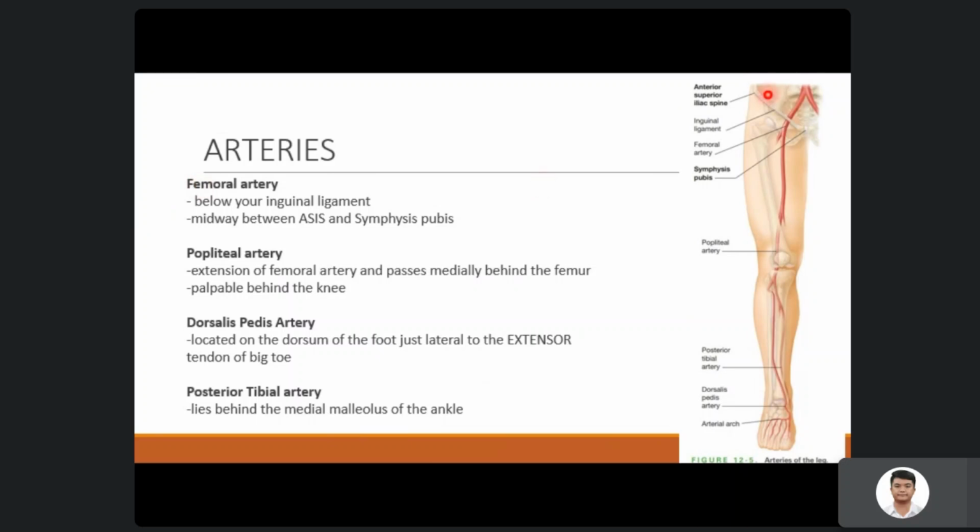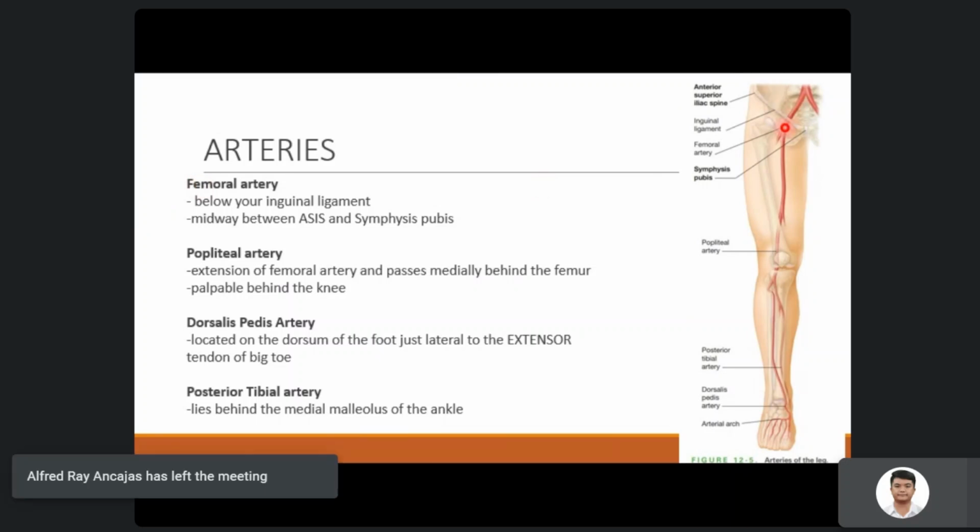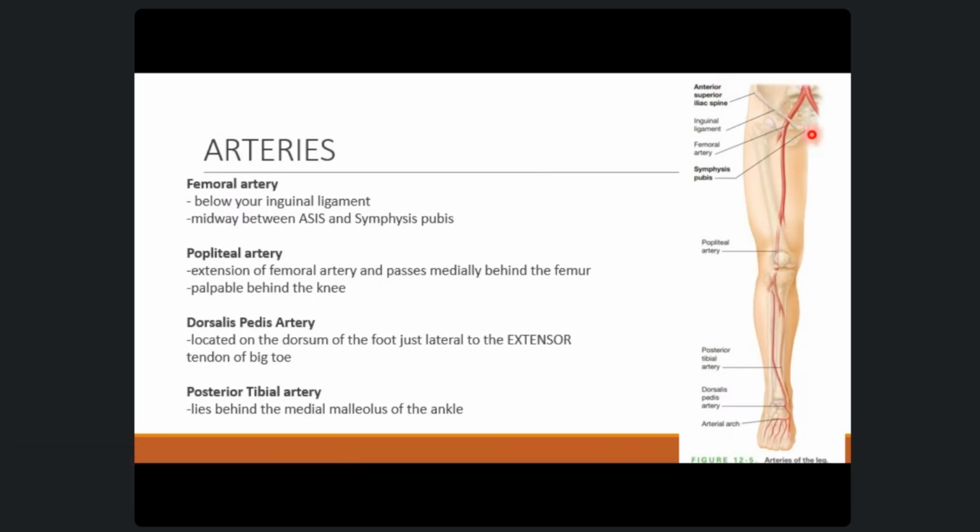So the lower extremity also has your artery. So you have your femoral. So femoral artery is just below your inguinal ligament. It is midway between your ASIS and your symphysis pubis, followed by your popliteal. So it is usually palpable behind the knee. Dorsalis pedis. So this one.